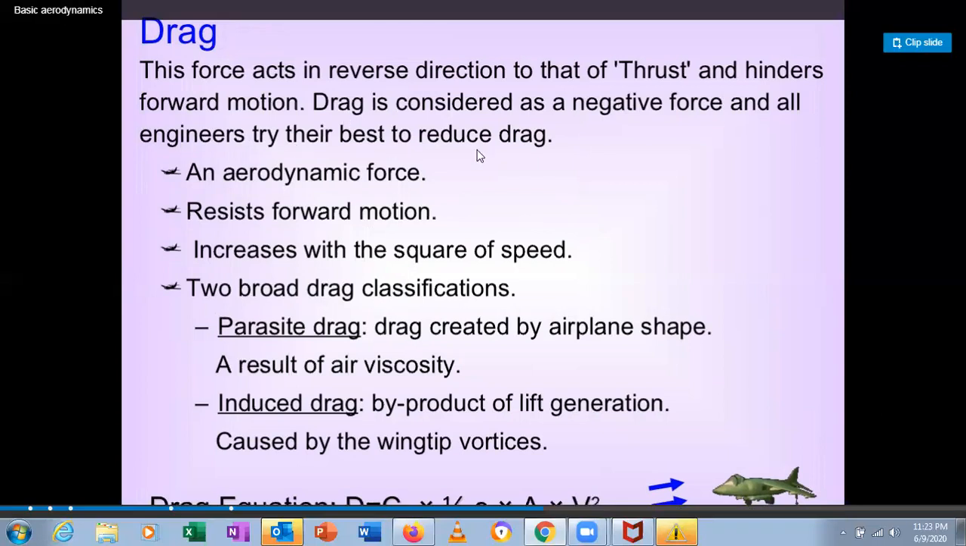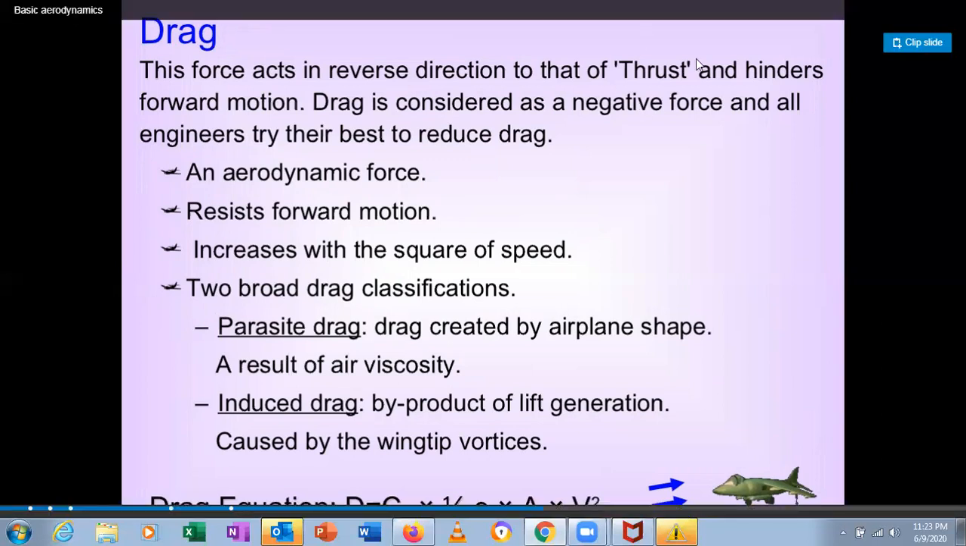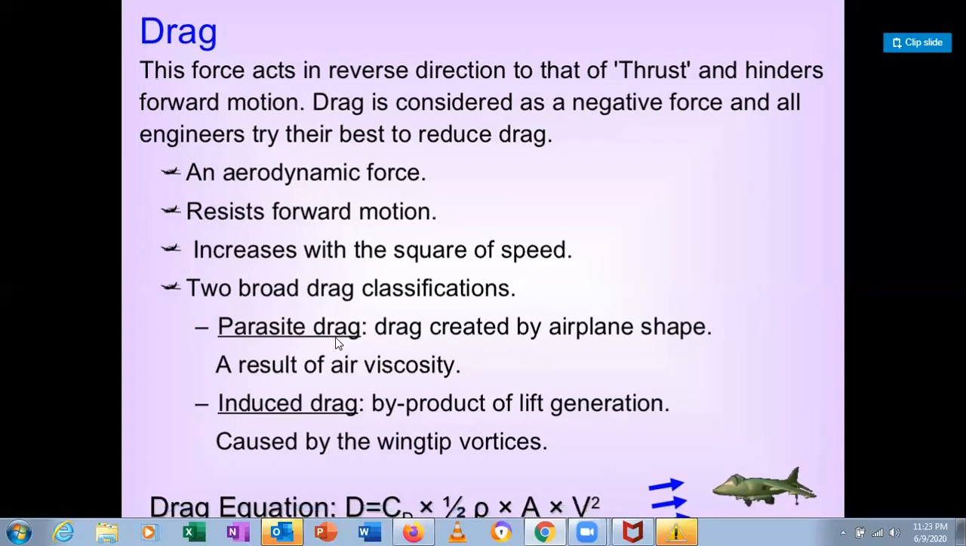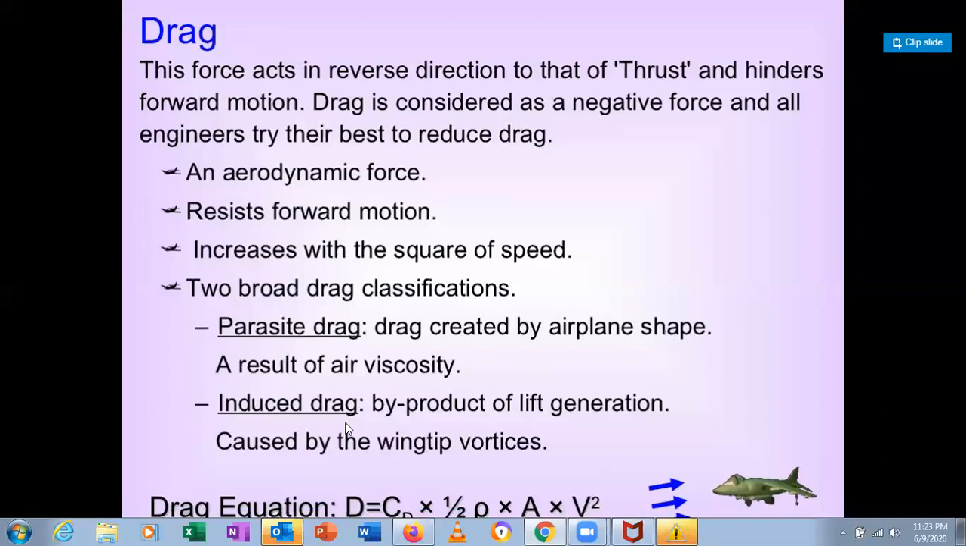Drag is considered a negative force of all, and engineers try their best to reduce it. Whenever you design, you have to minimize the drag so that performance will be higher. It acts in the reverse direction of the thrust and hinders forward motion. We have two types of drag, which I already discussed. Parasite drag is zero lift drag: drag created by the airplane shape, meaning the outer skin shape, and the result of air viscosity. Induced drag is a byproduct of lift generation; the drag produced during lift is called induced drag.